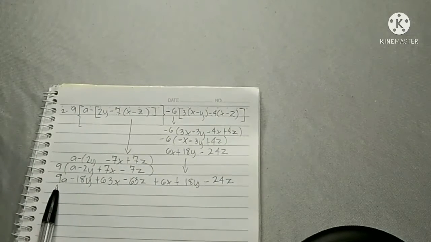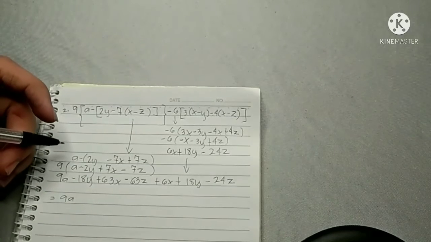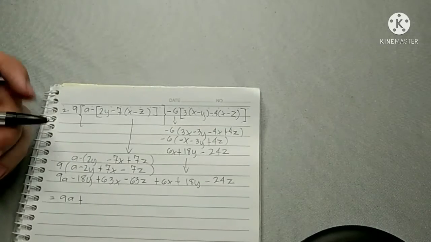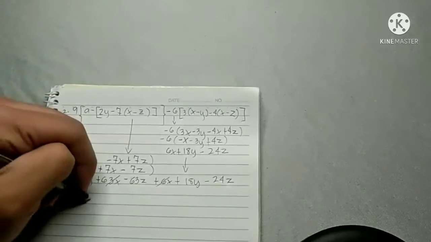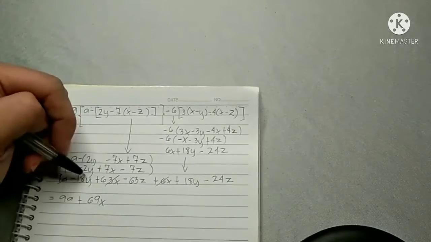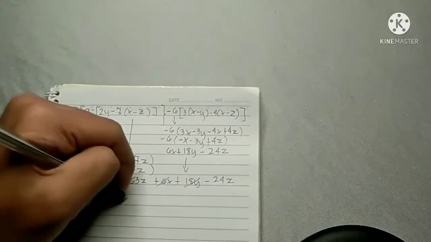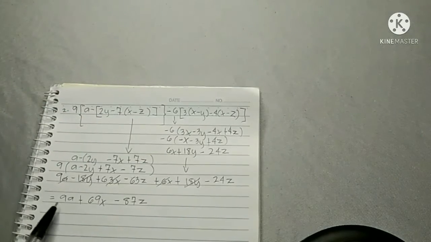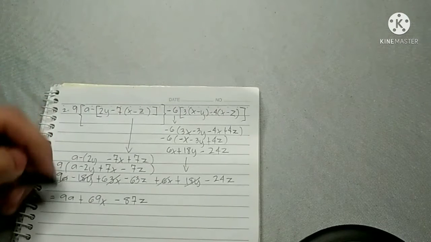Then we simplify. Because there's no other a, it equals 9a. And then we put the positive. So 63x plus 6x is going to be 69x. Then we cancel this negative 18y and positive 18y because they equal 0. Then we solve the z: negative 63z minus 24z is going to be negative 87z. So that's our final answer.